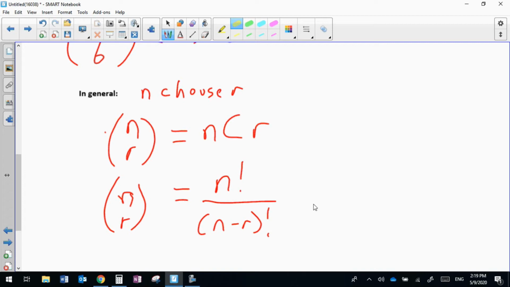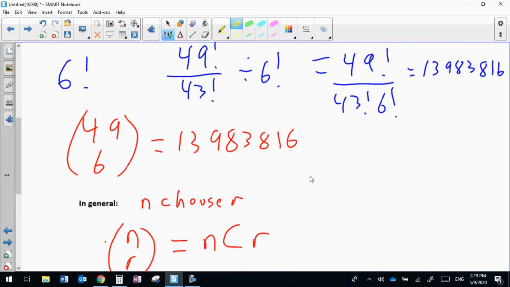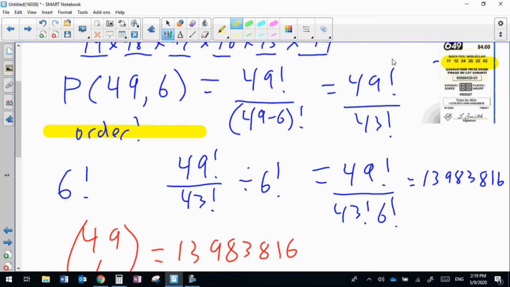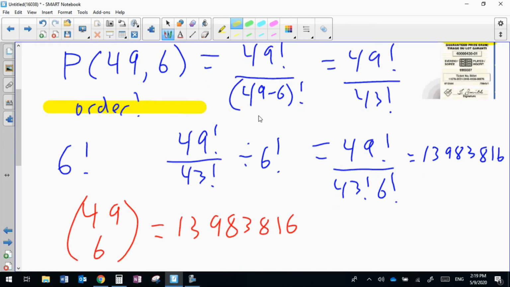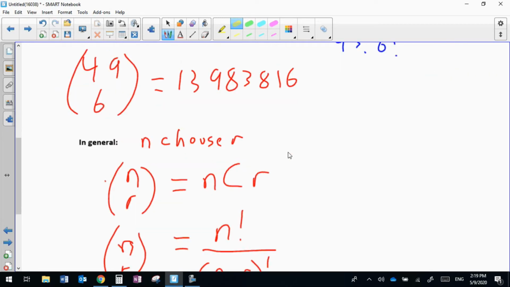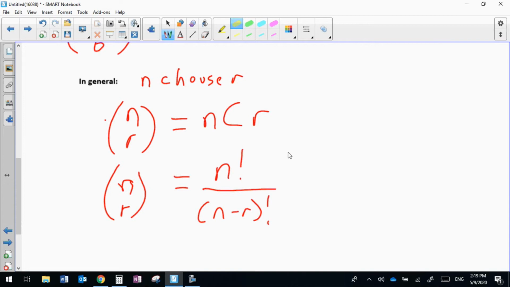And the reason that's true is, remember our Lotto 6/49 example? We took 49 factorial and we divided by 43 factorial because we wanted the number of permutations of length 6 from the 49 numbers. But then we said that we'd overcounted by 6 factorial. We'd counted too many because we counted the different arrangements of the numbers as if they were all different, and they're not. So here that means we'd also divide by R factorial as well. So N choose R is equal to N factorial divided by N minus R factorial, divided by R factorial.